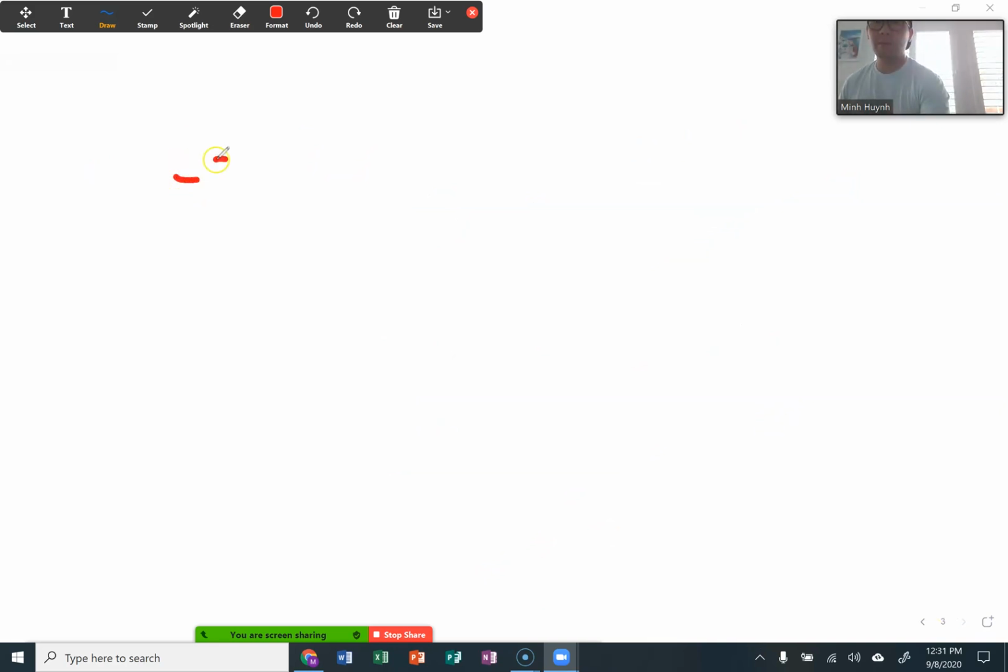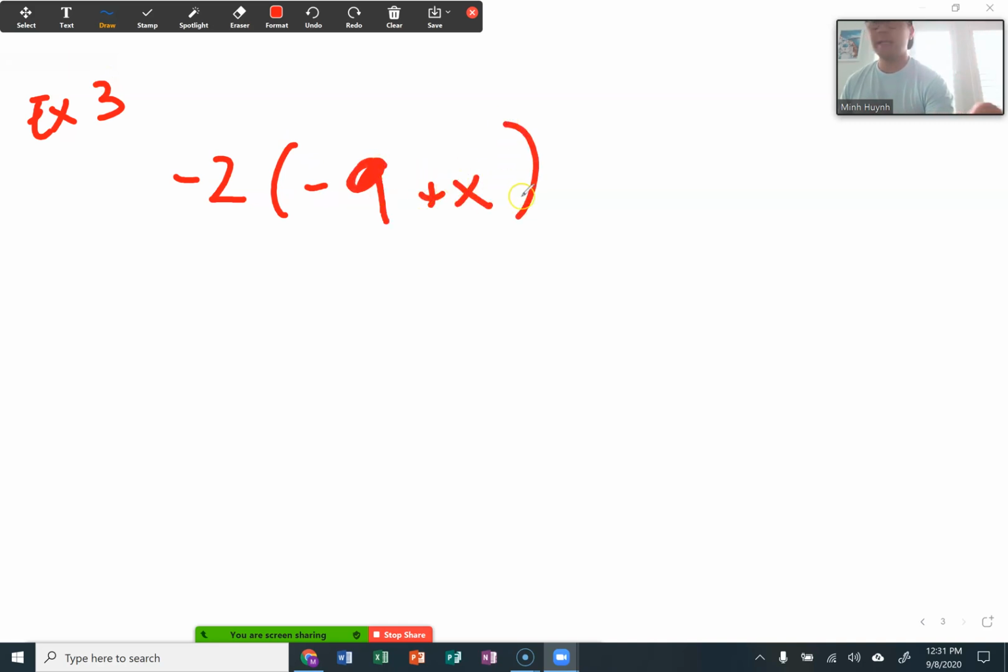So I have -2, and this is example 3. So I have -2 minus 9. That's a 9, by the way. 9 plus x is equal to -14. And again, we're gonna isolate the variable. Good part is that there are no fractions, but this problem is going to segue into a little bit more difficult type of problem, right?